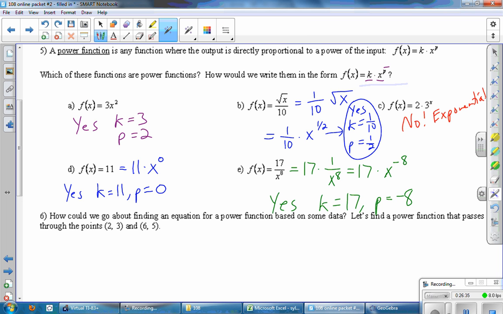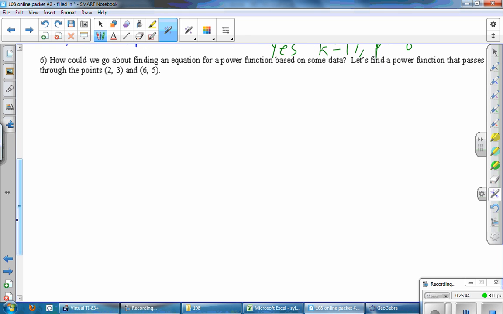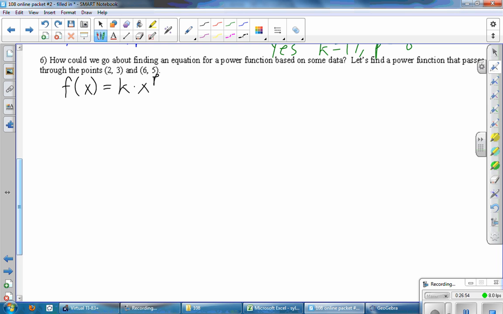Number 6, how could we go about finding an equation for a power function based on some data? Let's find a power function that passes through the points (2, 3) and (6, 5). Okay, so we begin with our standard starting formula for power functions, k times x to the p. And we're going to plug in our data points. We know that, for example, f of 2 is 3, and that f of 6 is 5.